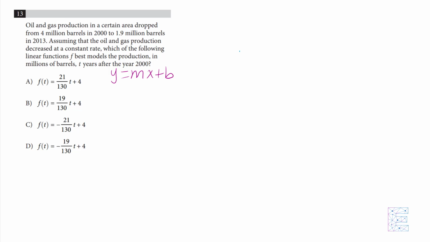So now that we've gotten the concept figured out, let's remember that to write this equation, you need two things. You have to figure out what the slope is, and remember, you can find slope by doing y2 minus y1 over x2 minus x1. And we need the y-intercept over here. To be able to do that, we have to have ordered pairs, points. The points are given to us in this question in this format: 4 million barrels in 2000. That's an ordered pair in and of itself.